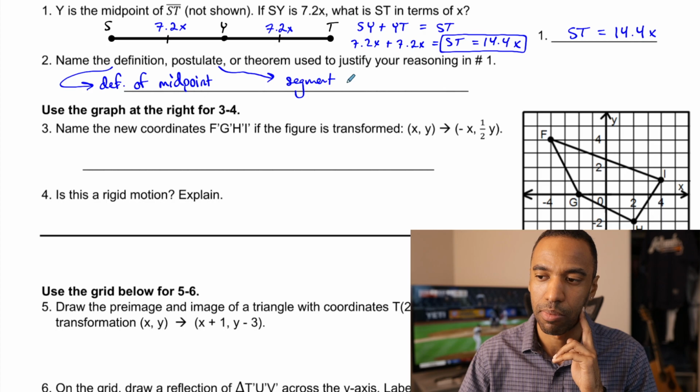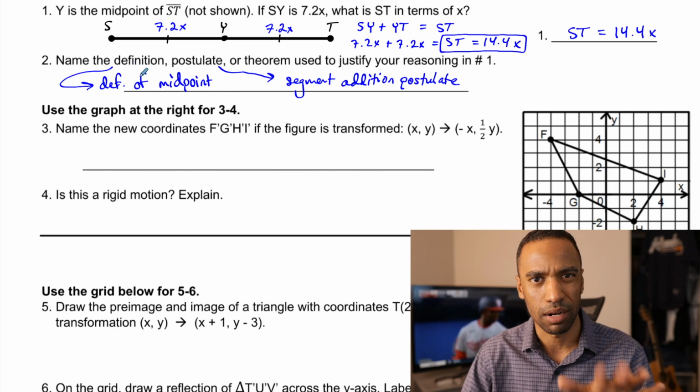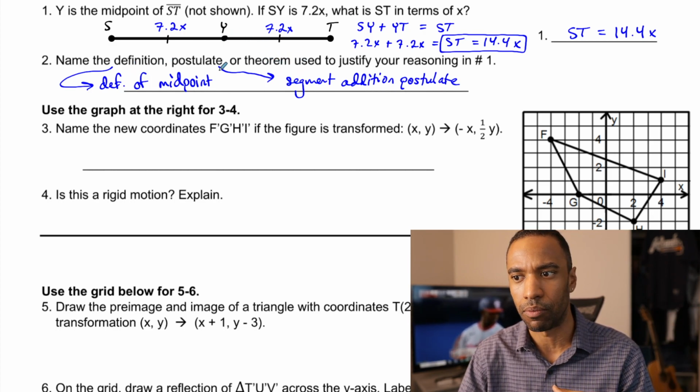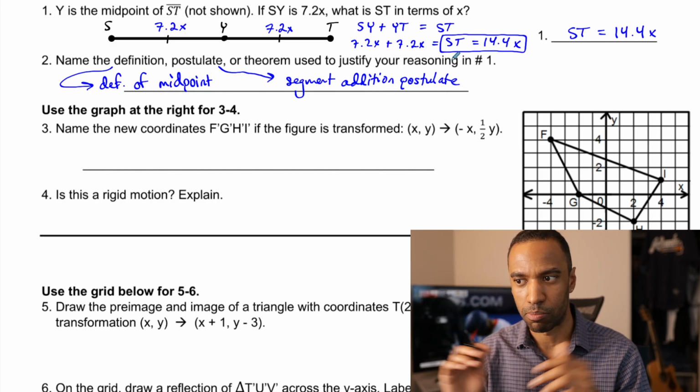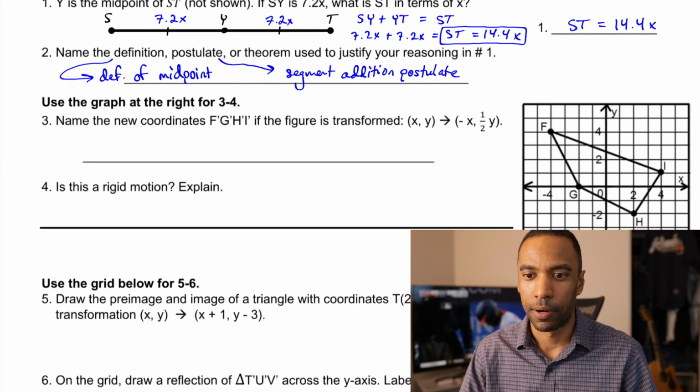The segment addition postulate. I don't know if that's a requirement to use, because like I said, I could have doubled that amount as well. It's probably more about the definition of midpoint for segments that I'm using there. So I don't know what the better answer is. I can't think of a theorem that I'm using in that one though. Definition of midpoint, segment addition postulate. Pretty good.